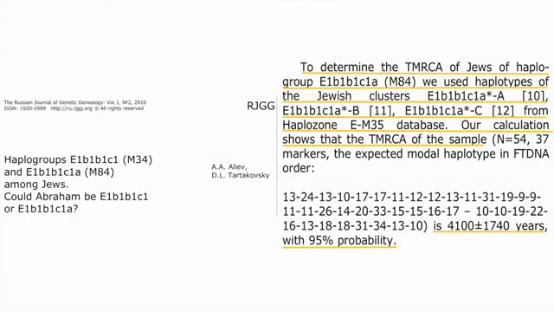To determine the TMRCA of Jews of haplogroup E-M34, we use haplotypes of the Jewish clusters E1b1b1c1a-A, E1b1b1c1a-B, and E1b1b1c1a-C from the Haplozone E-M35 database. Our calculation shows that the TMRCA of the sample is 4,100 plus or minus 1,740 years with 95% probability.